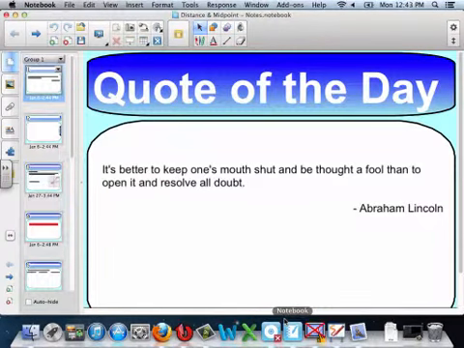Okay, ladies and gentlemen, looking at today's lesson, all we're doing today is finding the distance and the midpoint between 2 points. Distance and midpoint.